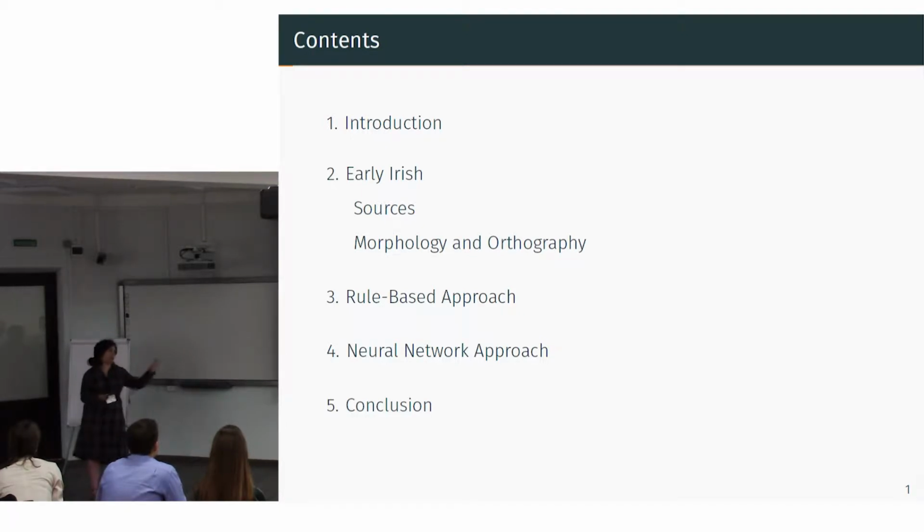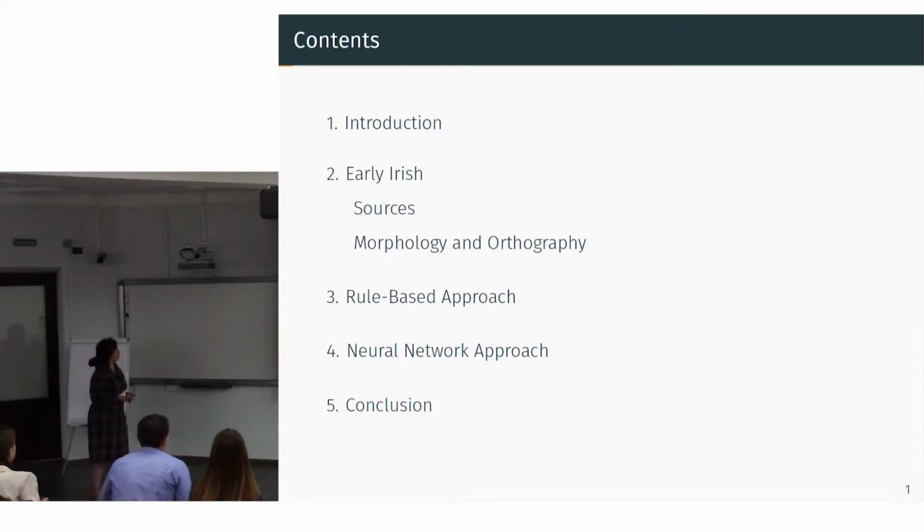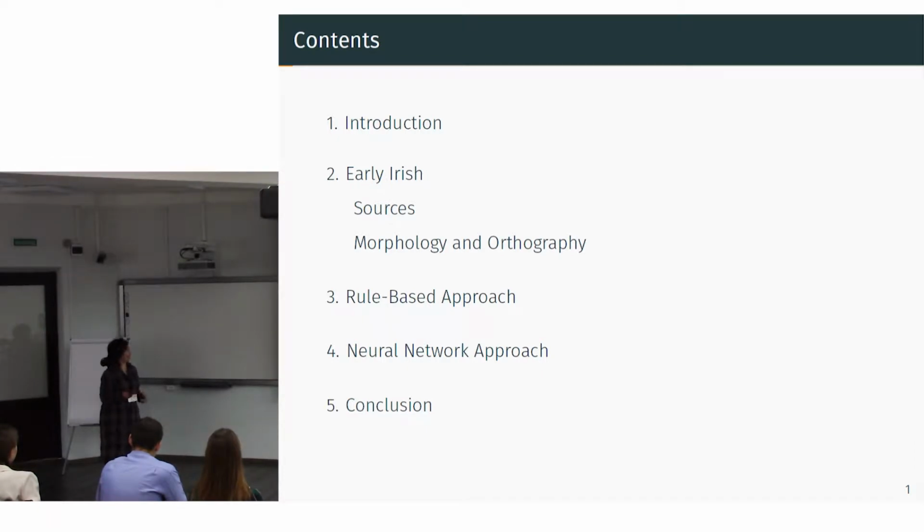Okay, so the first section is introduction, obviously enough. Then I'm going to tell you something about early Irish. Well, the title is Lemmatization for Ancient Languages, but I started from a case study of early Irish. So I'm going to talk a little bit about what kind of language it is, what kind of data we have, and so on. Then I will briefly describe a rule-based approach, and then the neural network approach, and make some conclusions.